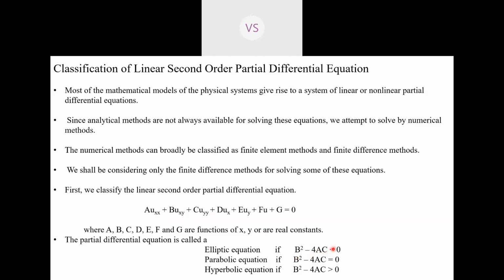If it is less than 0, then that equation is called an elliptic equation. If it is equal to 0, we call it a parabolic equation, and if it is greater than 0, we call it a hyperbolic equation. These three types of equation, elliptic, parabolic and hyperbolic, we can find out by finding the value of b square minus 4ac.